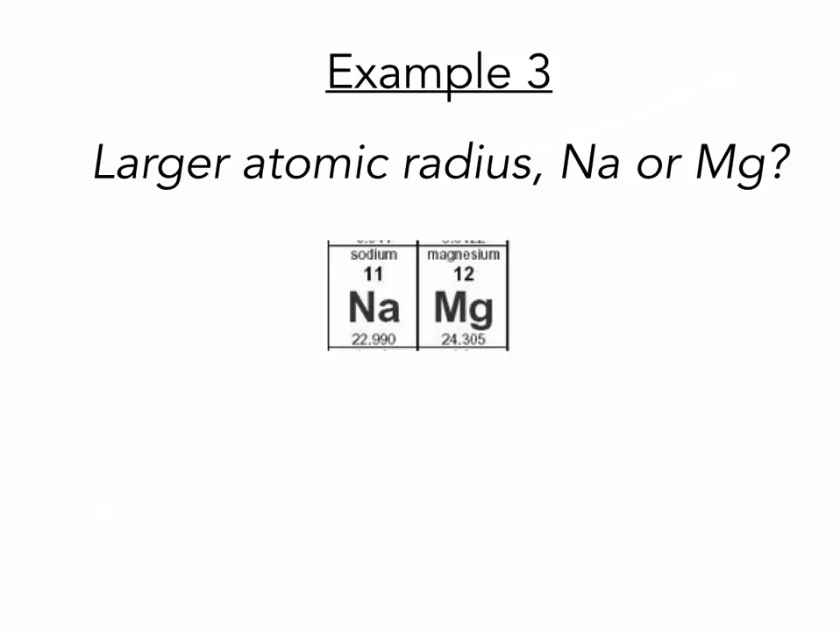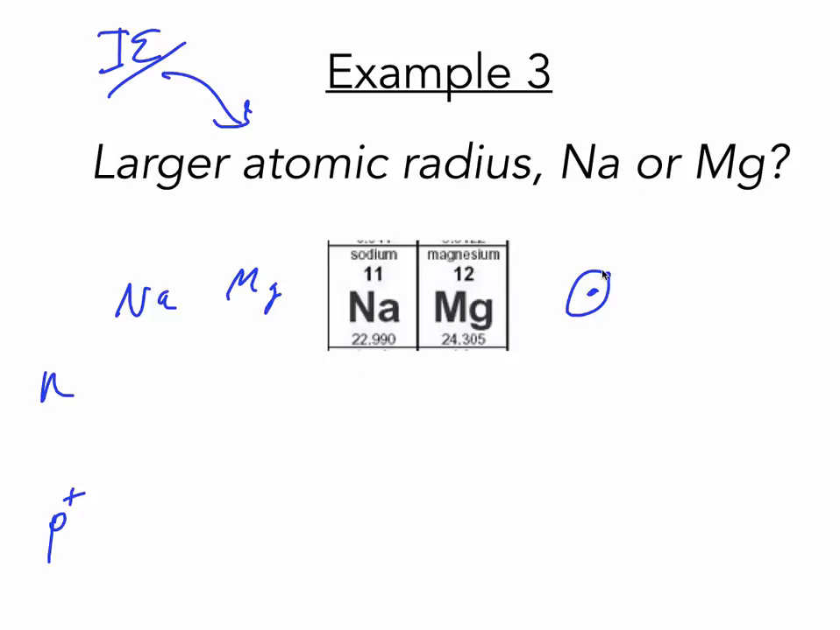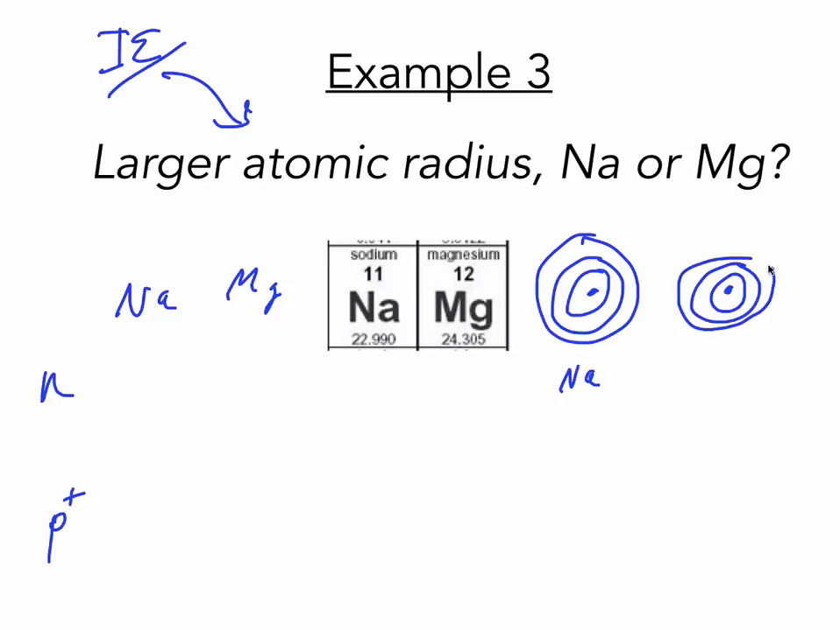Let's do an example here. Okay. So what has a larger atomic radius, Na or Mg? Let's not even think about that. Let's think about ionization energy first. So let's do our chart. Energy levels and protons. Sodium and magnesium. Okay. Well, both of these are in the third row on the periodic table. So sodium here has 3 rings, and magnesium here has 3 rings.